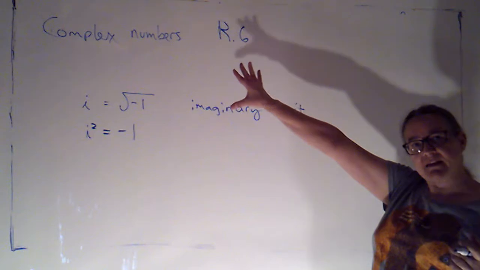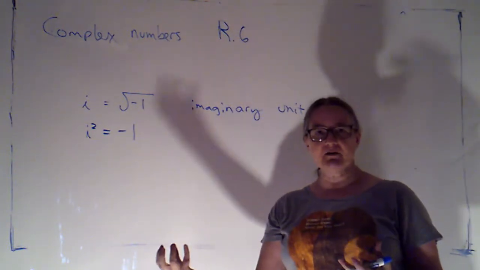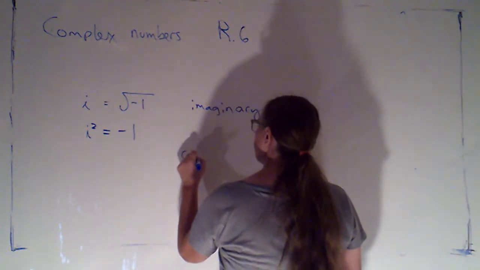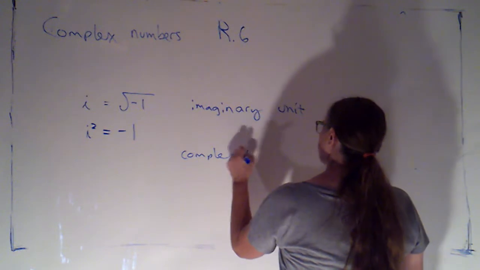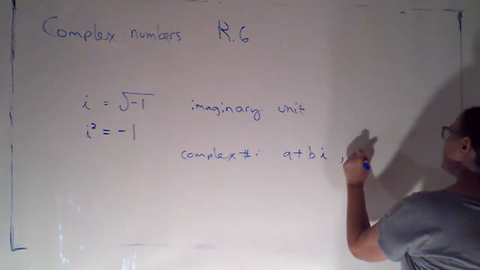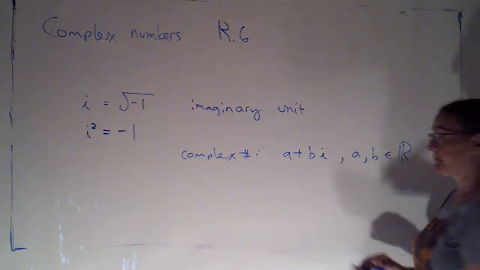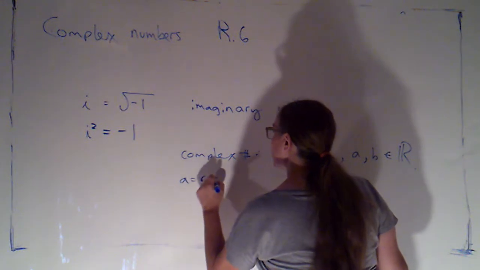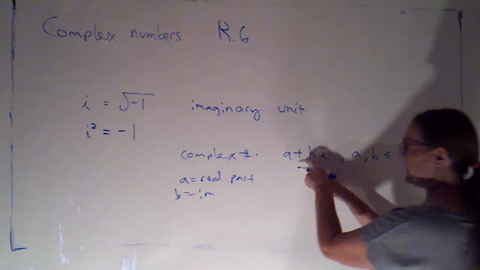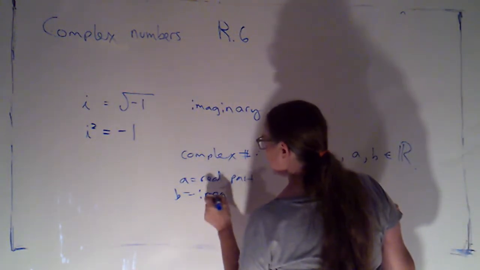And the complex numbers are everything that we can build using the real numbers and the imaginary numbers together. So a complex number will always be a + bi, where a and b are real numbers. We say a is the real part, and b, which is a real number, is the coefficient in front of i. b is the imaginary part.